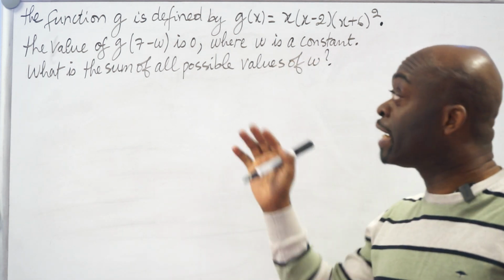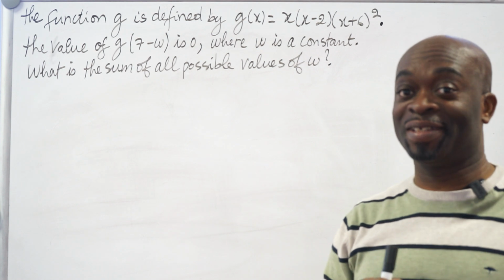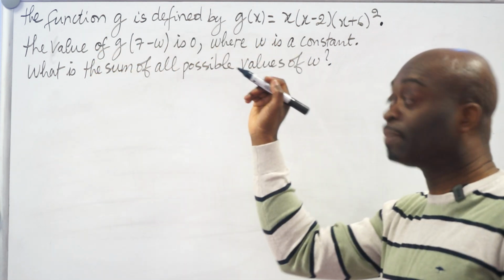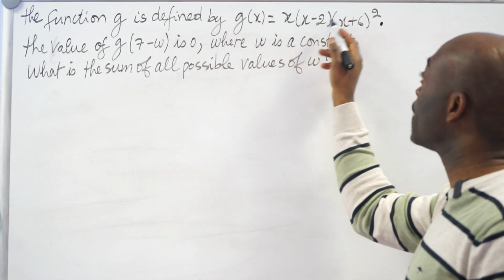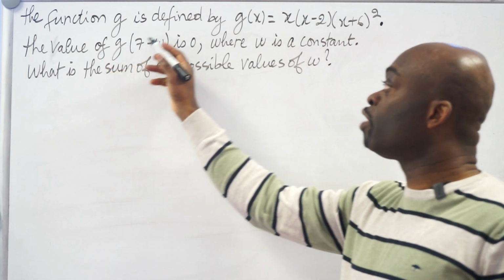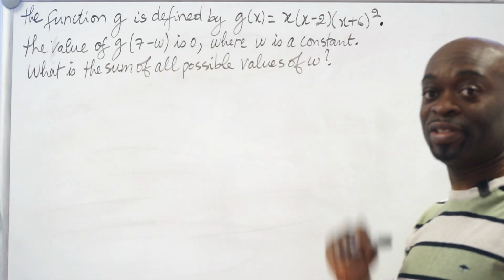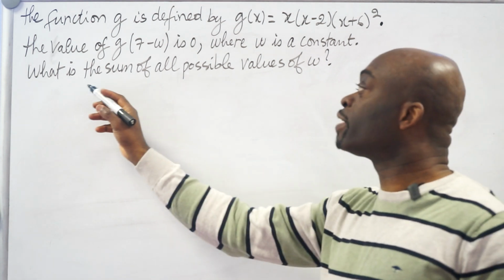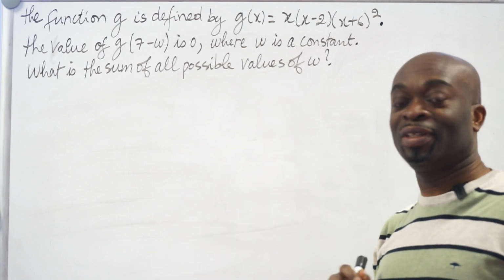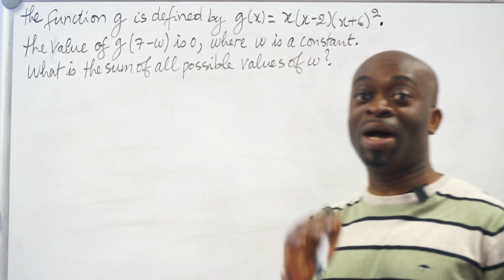Ladies and gentlemen, we have a very nice question here which can come on many different kinds of tests, but also on the SAT test, right? So the function g is defined by g of x equals x times (x minus 2) times (x plus 6) to the second power. The value of g of 7 minus w is 0, where w is a constant. What is the sum of all possible values of w? In this case we have no A, B, C, D, so we are not given any possible answers.